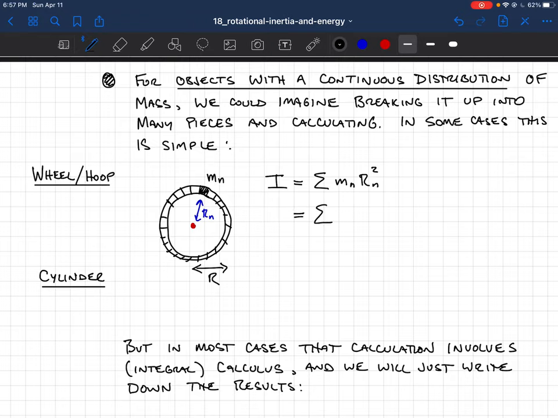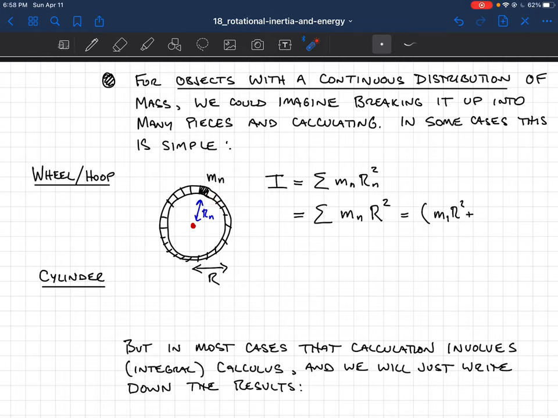So this equation becomes, well, I have the little mass, m_n, and then I have r_n squared, but r_n is just r. So what that means is that you have m1 r squared. If we look at every other piece, what do you get? Well, you get m_(n+1) and r_n, but that's exactly the same. It's the radius.